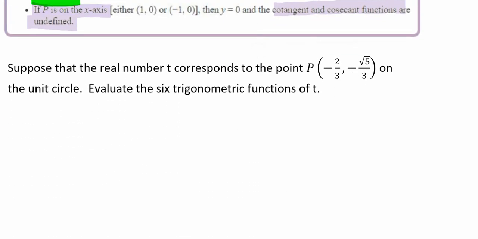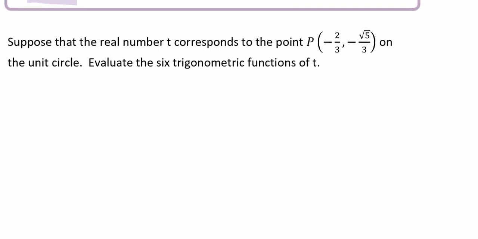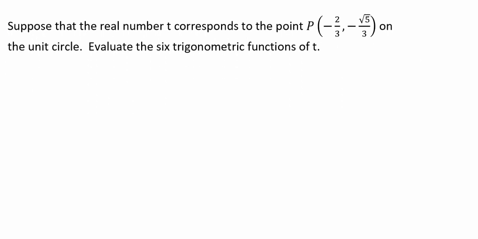So suppose that the real number t corresponds to the point P, which is -2 over 3 and negative radical 5 over 3 on the unit circle. So we're going to evaluate the 6 trig functions of t with that.